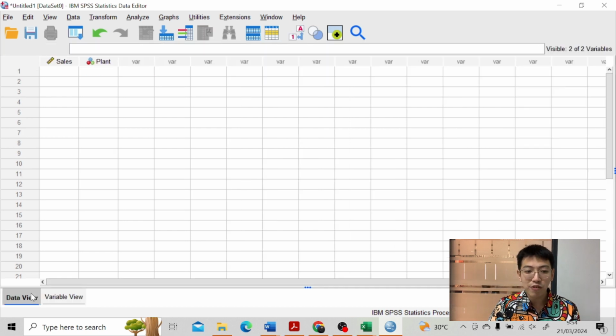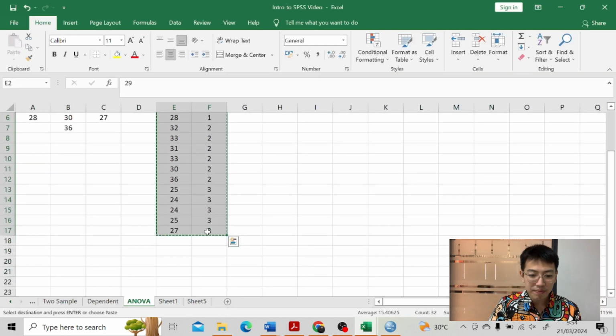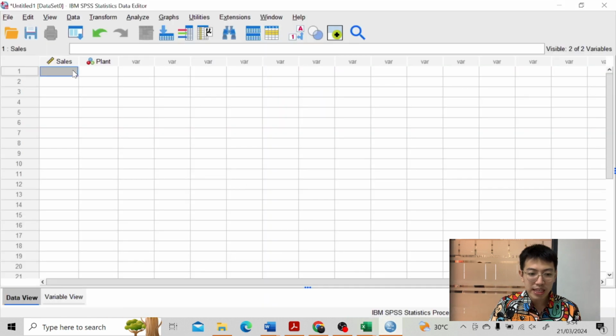We go to the data view. There will be 2 columns here, sales and also plant. Then we copy the data from Microsoft Excel. We copy this data and then we paste it here.